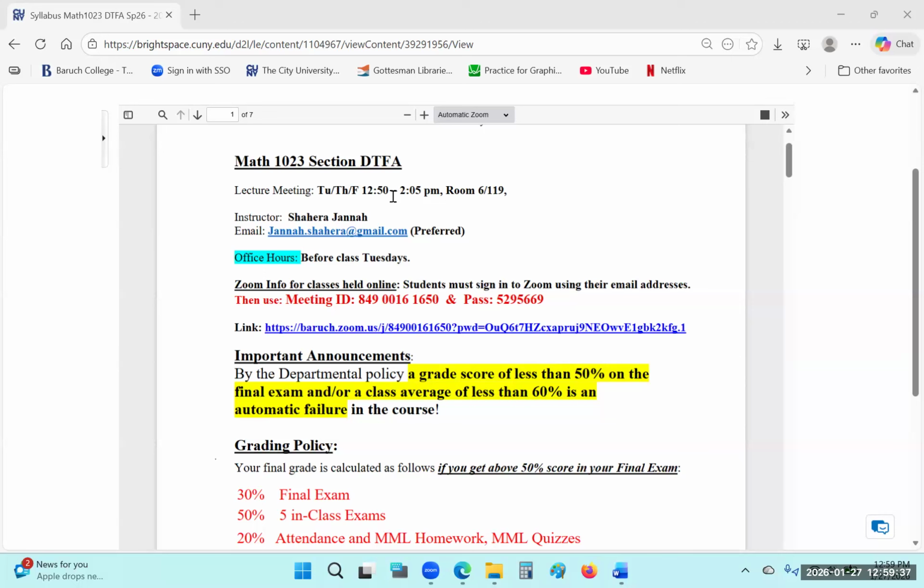It's weird. But anyway, our classroom location is 6119 and our office room is also on the 6th floor, next to our classroom. I'm Shahera Jannah. This is my email. This is my personal email. I prefer this because most of the time I get notification on my phone, but for the Baruch mail, I don't get the notification. So I check Baruch mail only at night. So if you want to get an instant or quick reply, Gmail is better. But my phone is too full, so sometimes it doesn't deliver emails. So I have to do something about that.